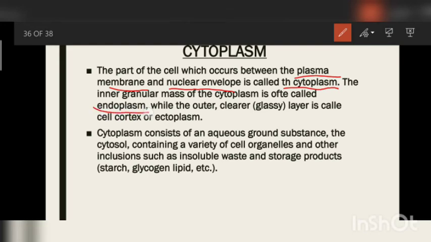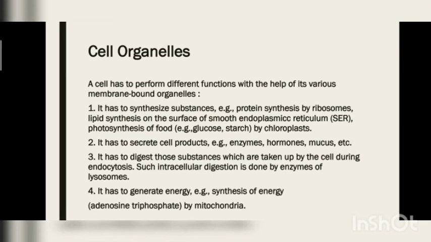This cytoplasm contains two parts. First is the endoplasm, which is a granular mass, and the layer present on the upper side of that endoplasm is called ectoplasm, which is also called the cell cortex. After that, the cytoplasm contains an aqueous ground substance called cytosol. Very important. It contains various types of insoluble waste, storage products, and cell organelles. And we have to study cell organelles. The main part of the cytoplasm is cell organelles.